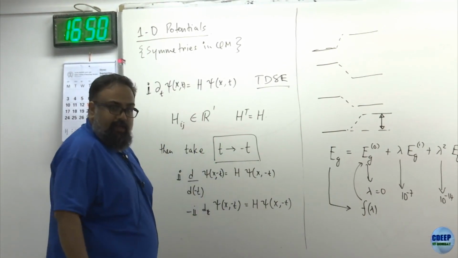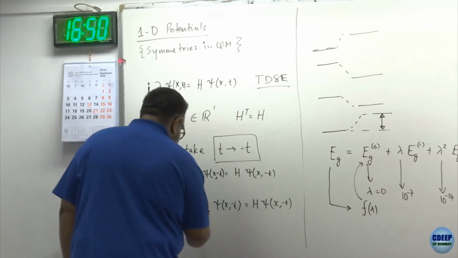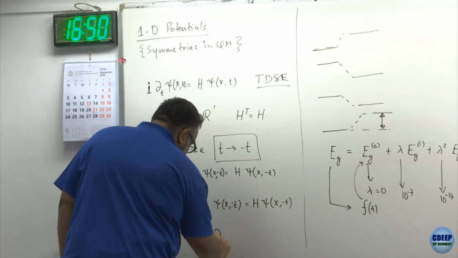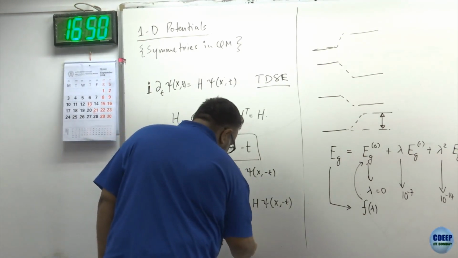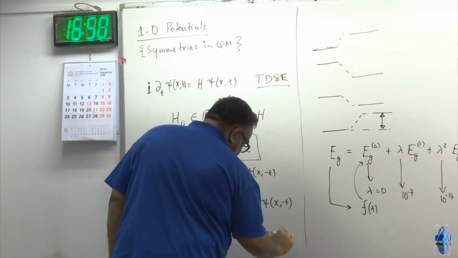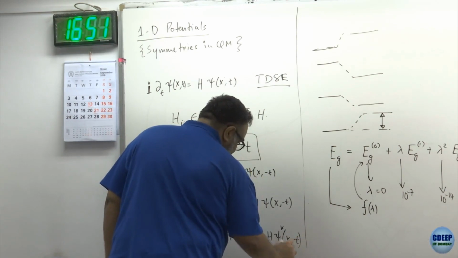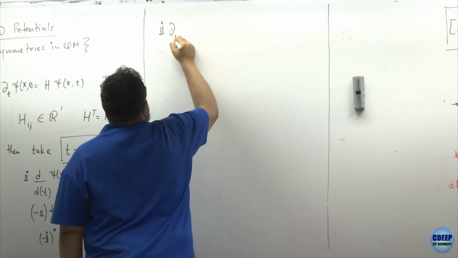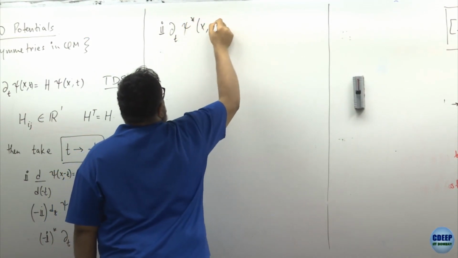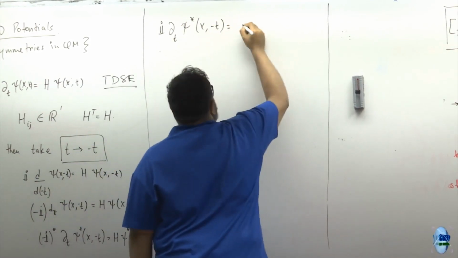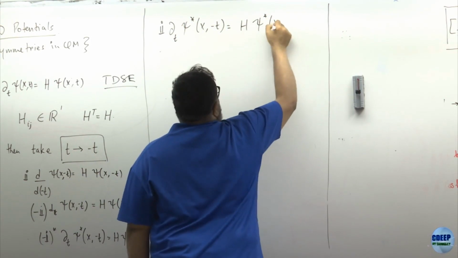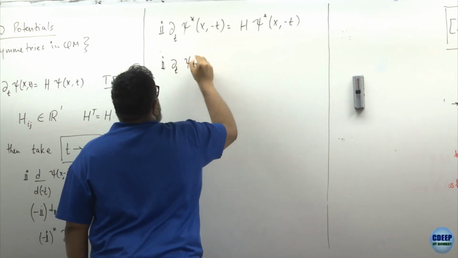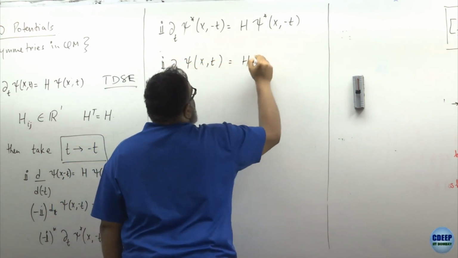Now, suppose I take i to minus i. So I take the complex conjugation of this entire thing. I get minus i star del t psi star of x comma minus t is H psi star of x comma minus t. And minus i star is plus i. So I get i del t psi star of x comma minus t is H psi star of x comma minus t. Contrast it with i del t of psi of x comma t is H psi of x comma t.